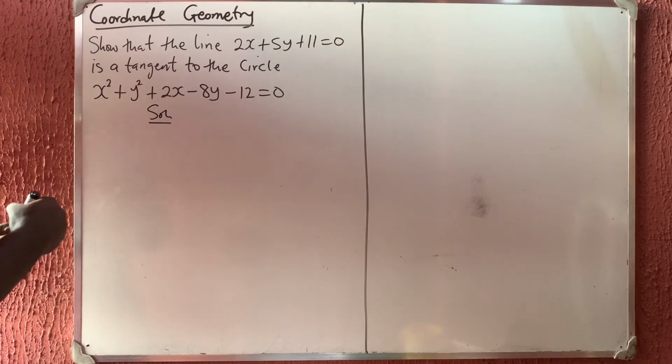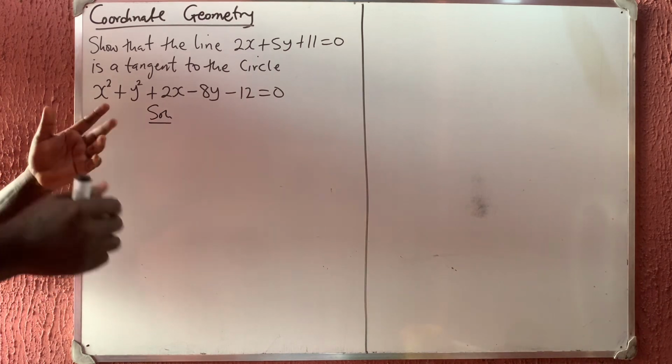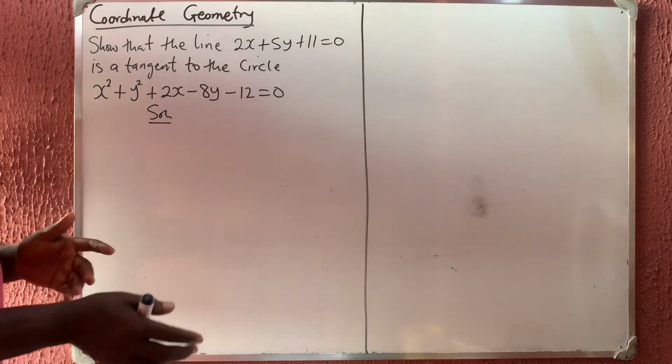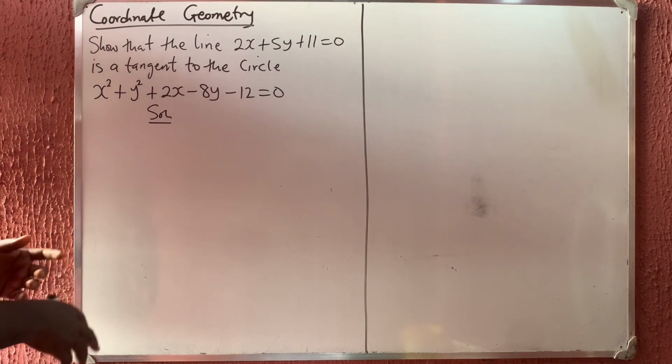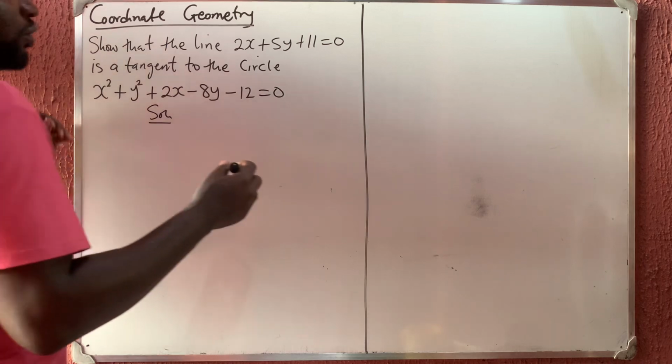Don't forget, in our previous video we solved how to find the equation of a circle using the center and the radius, and how to find the center and the radius using the equation of a circle. Now we are in tangent. Now I want to show you something.